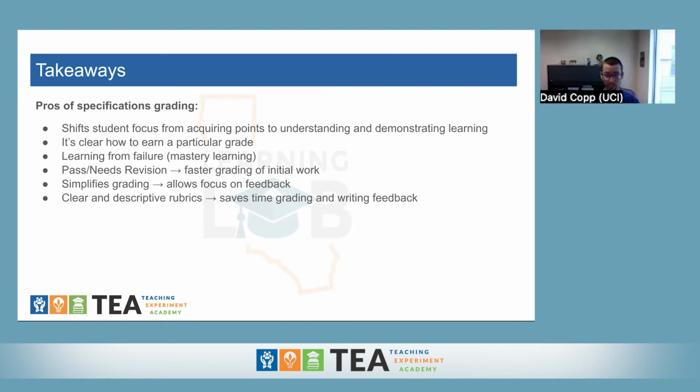It's clear up front how they get a particular grade. They can learn from failure, which is also a really important skill in engineering, right? Lots of times things don't work the first time, in fact, most of the time. So being able to revise and resubmit is a lot like what they'll be doing in their future careers as engineers. I actually found it faster to grade initial work rather than trying to hunt for where to give partial credit. It was easy to say, this is good enough or not good enough. It simplified the grading, so now I could focus on feedback instead of assigning points.